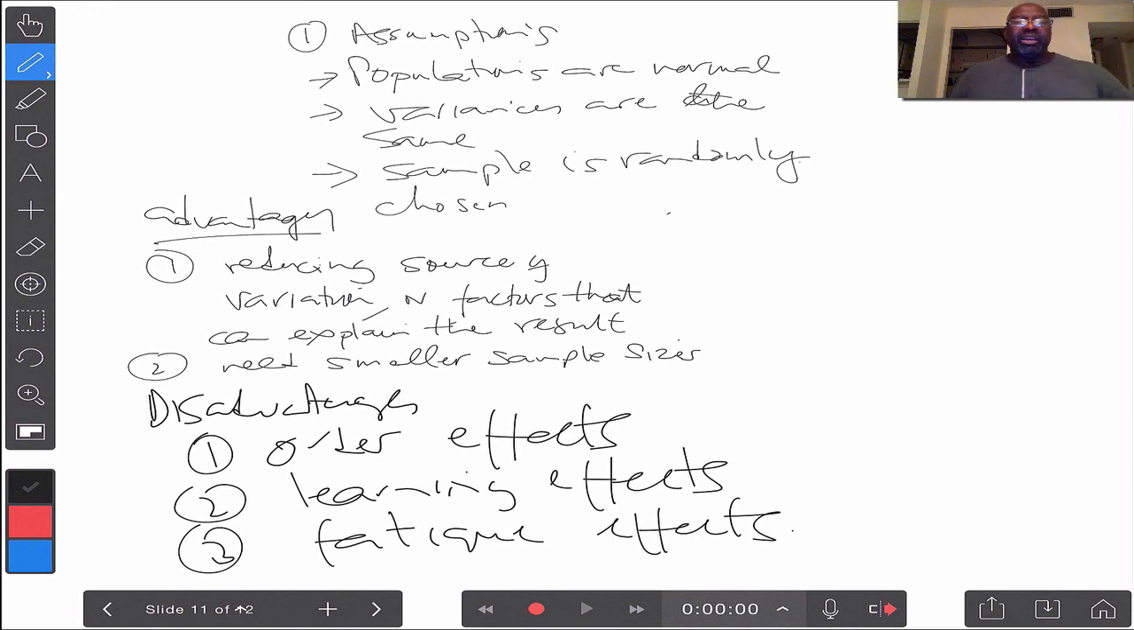So that's two-way analysis of variance, and I hope the explanations were fairly clear.